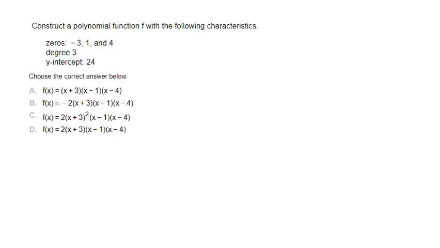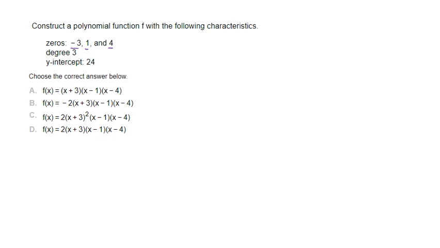Hello, in this problem we are asked to find the polynomial function with the following characteristics. We're given the zeros of the function, the degree, and the y-intercept, and then we have four functions to choose the correct one from. So let's start with the zeros. The zeros of the function are -3, 1, and 4.